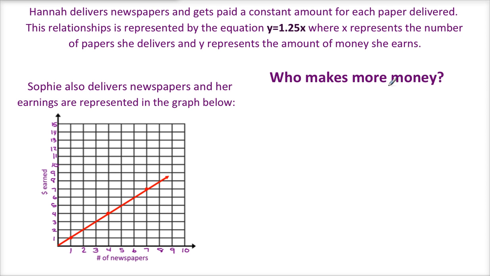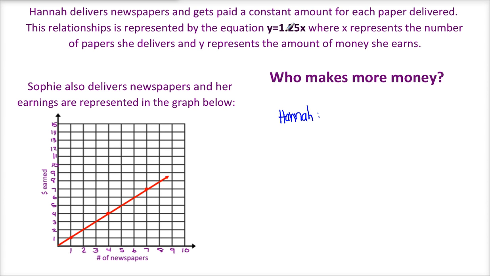Who makes more money? So we have to compare this equation and this graph and see who makes more money. Now, in order to figure out who makes more money, we want to compare the unit rate. So in other words, how much money do they each get paid per newspaper? And whoever makes more money per newspaper obviously makes more money overall. So let's look at Hannah. What is her unit rate?